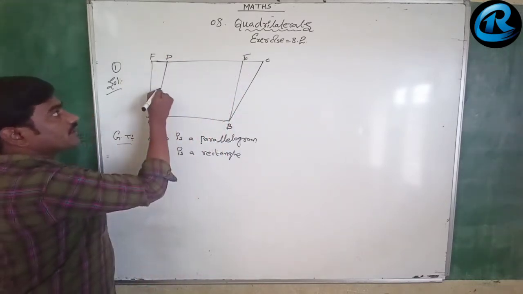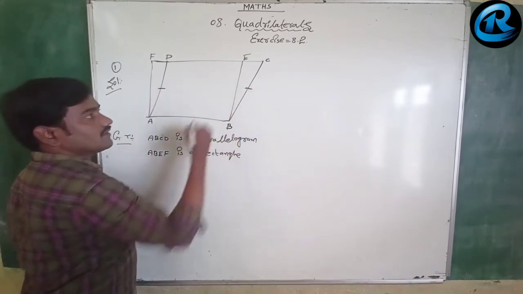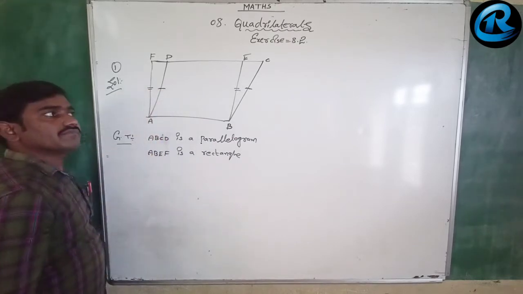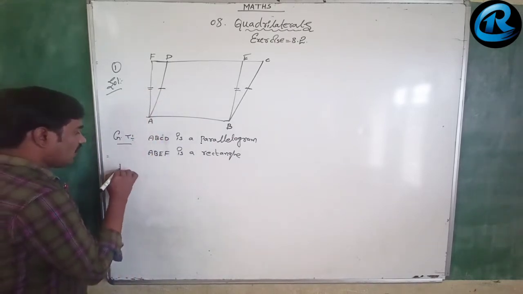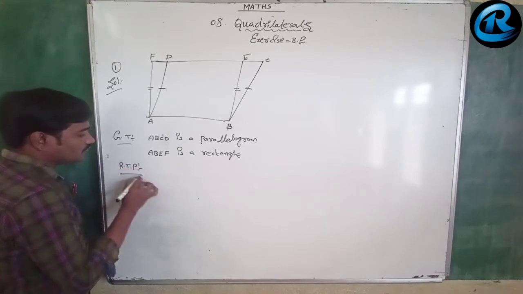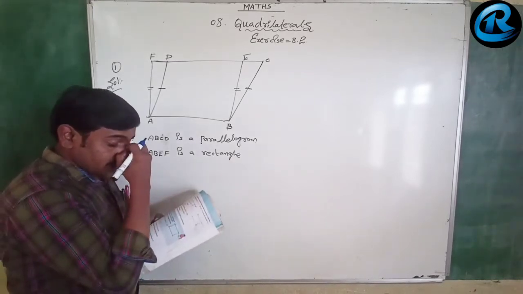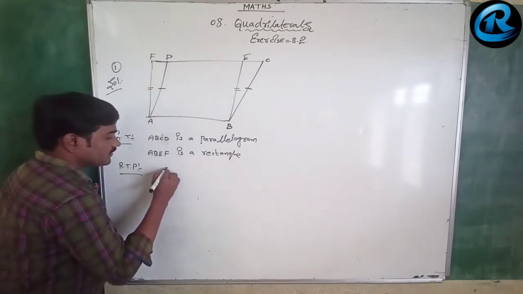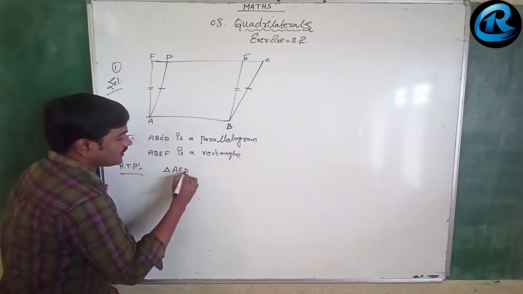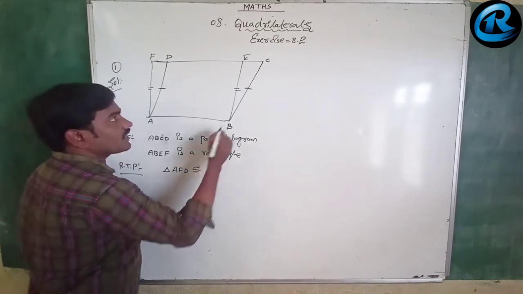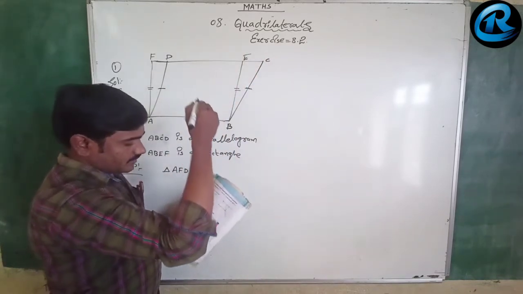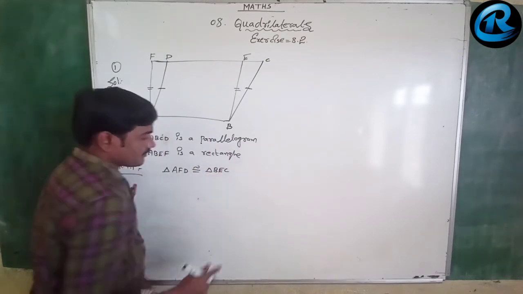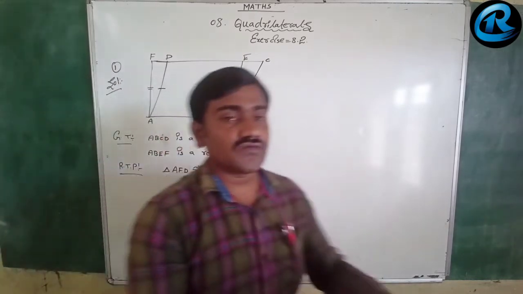So remember, in a parallelogram, opposite sides are equal. In a rectangle also, opposite sides are equal. This we have to remember. Now RTP. What we need to prove is that triangle AFD is congruent to triangle BEC. Okay, let us prove this, children.